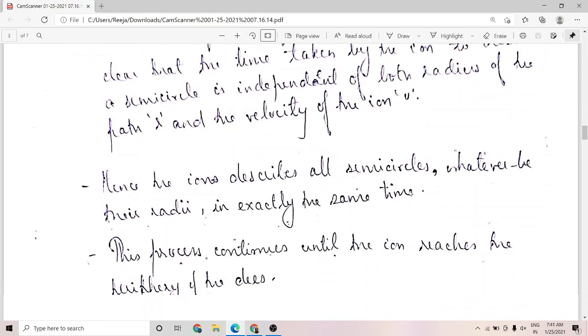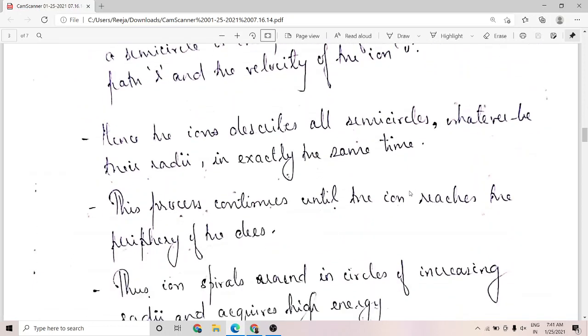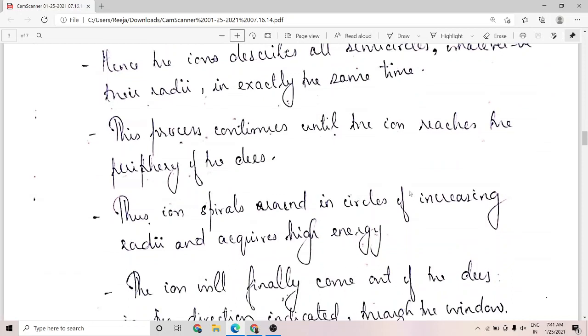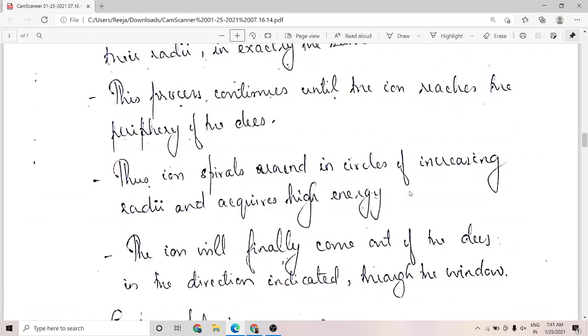Hence, the ions describe all the semicircles in the same time. Whatever be the radius, it describes all the semicircles in the same time, and the process continues. The ion reaches the periphery of the Ds. After reaching the edge of the D, the ion spirals around in circles, increasing the radii, and acquires high energy.